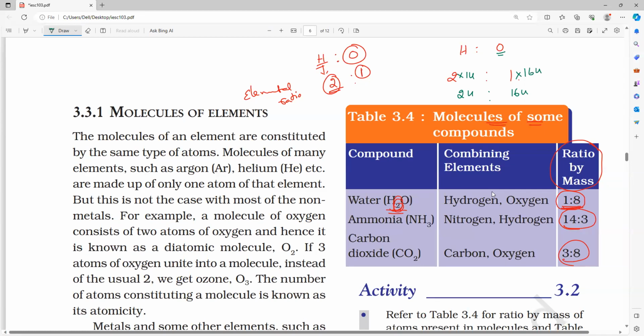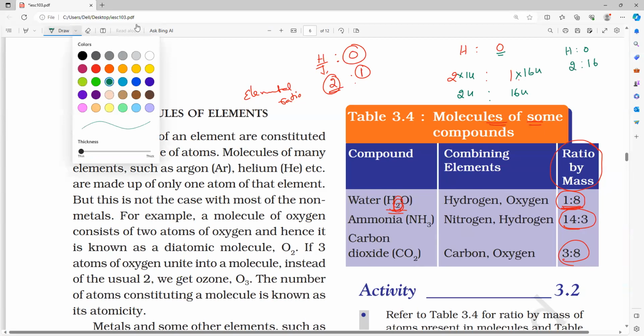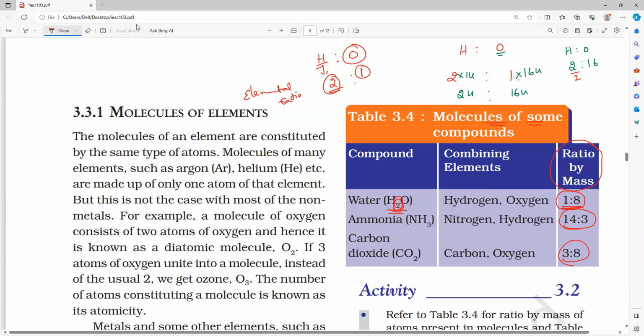So the mass ratio of hydrogen versus oxygen is 2:16. You have to bring it into the lowest number, lowest fraction. So I will divide both by 2. 2 ones are 2, 2 eights are 16. So what is the simplest mass ratio, everybody? 1:8. Clear? Understand, everybody?